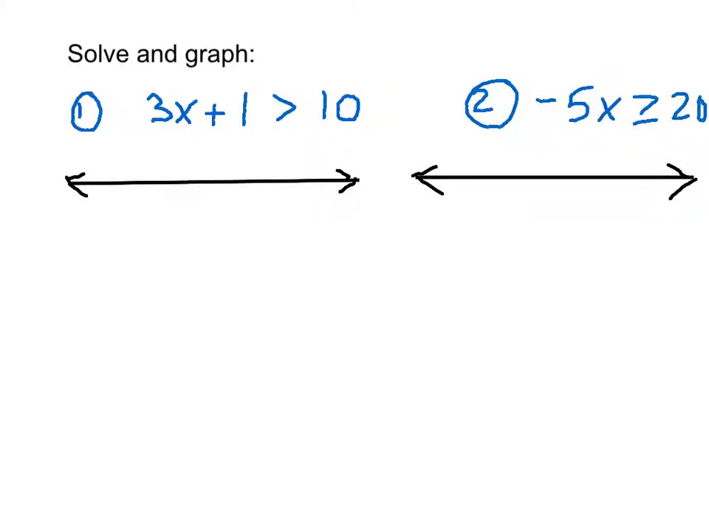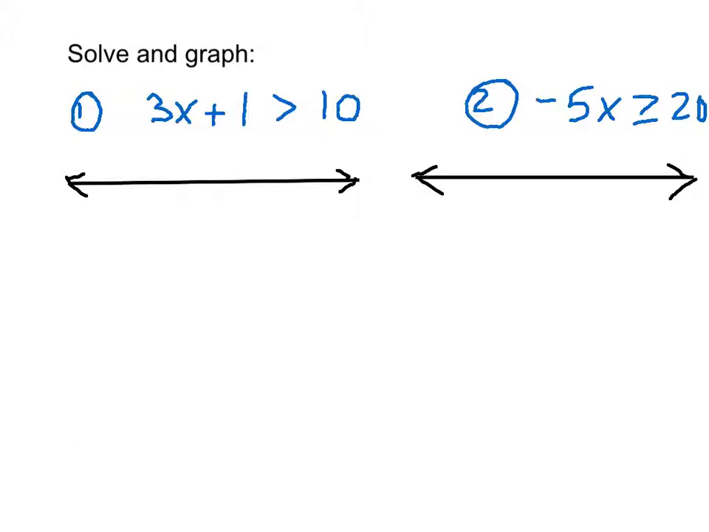In this podcast, I want to solve these two inequalities. And remember, we treat inequalities just like their equations. You just have to be very careful when you're dividing or multiplying by a negative number. And we're going to see that in this particular podcast.